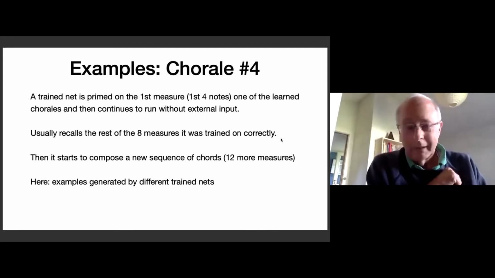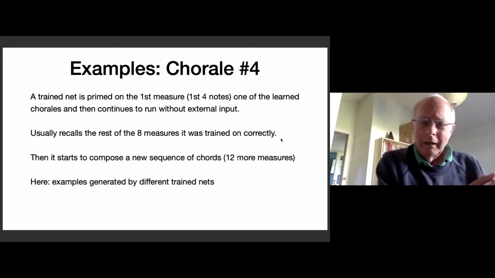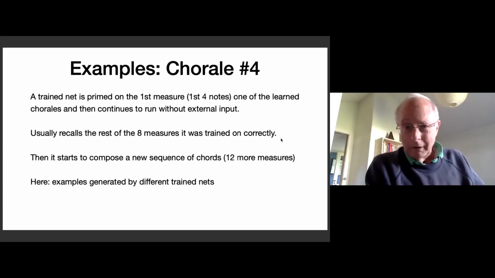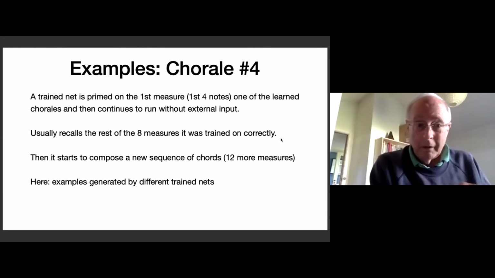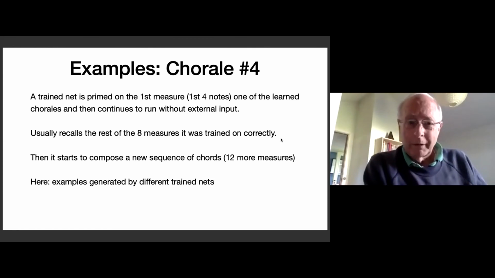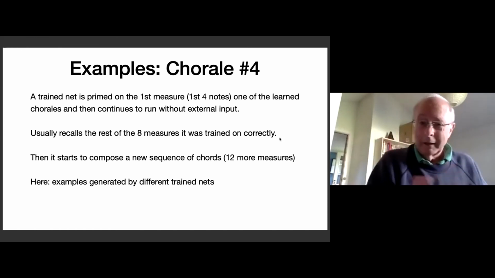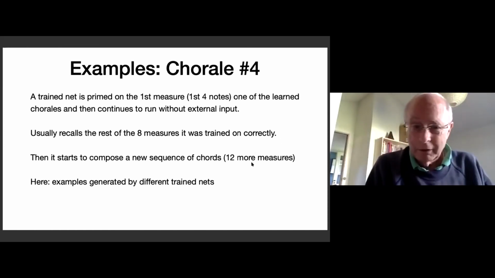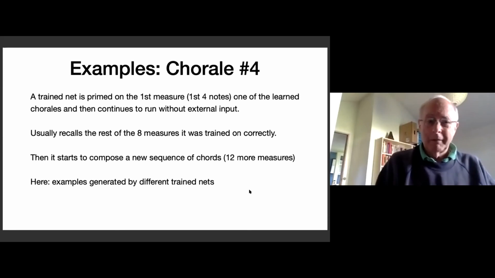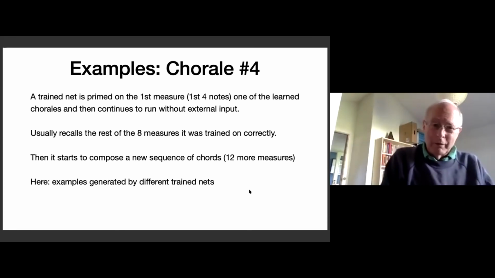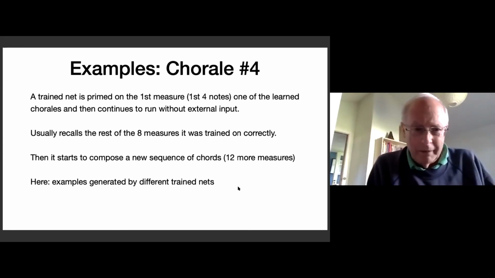And usually, as you'll see in the cases, it was trained on the first half. And in this case, the first half was 8 measures, 32 notes. And usually it gets the part that it was trained on correctly, if it's been trained well enough. But then it's on its own and it starts to compose new stuff. And I, in this example, had it compose 12 more measures. So I'm going to give you some examples, and I hope that the sound works better than the vision.